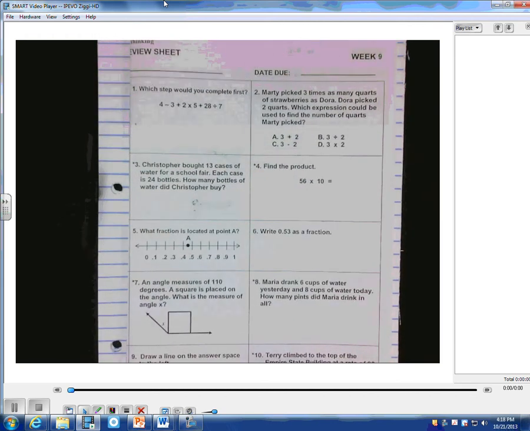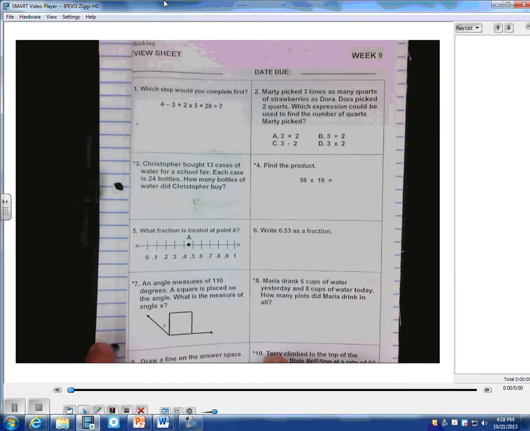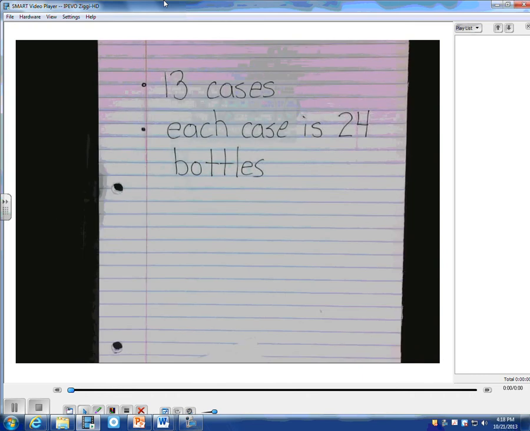Christopher bought 13 cases of water for a school fair. Each case is 24 bottles. How many bottles of water did Christopher buy? So let's look at this. What's the information we know?